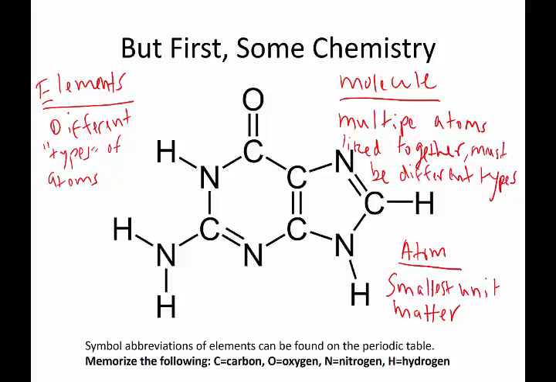So now let's actually look at this molecule of guanine. So you'll become very familiar with guanine. So it's one of the common bases found in DNA. So as I said, this is the molecule of guanine. So here it's made up of multiple different types of atoms or elements. So we have things like nitrogen, carbon, hydrogen, and oxygen.